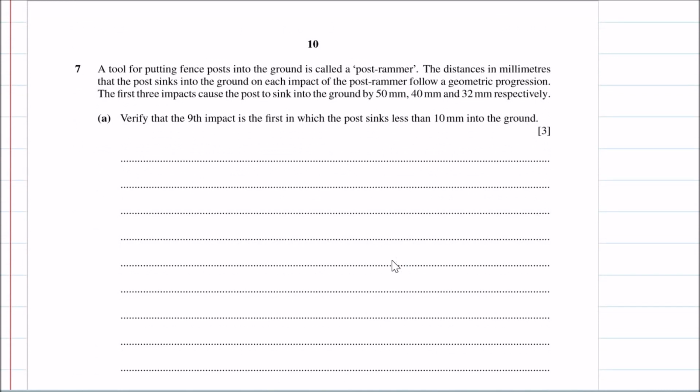A tool for putting fence posts into the ground is called a post rammer. The distances in millimeters that the post sinks into the ground on each impact of the post rammer follow a geometric progression. The first three impacts cause the post to sink into the ground by 50 mm, 40 mm and 32 mm respectively. So actually the first three terms of a GP are given here. Let's write the GP.